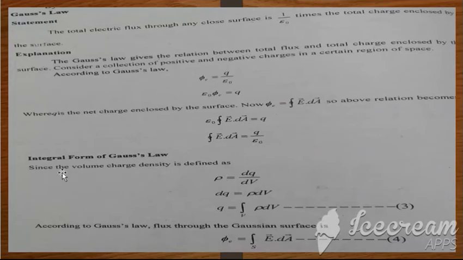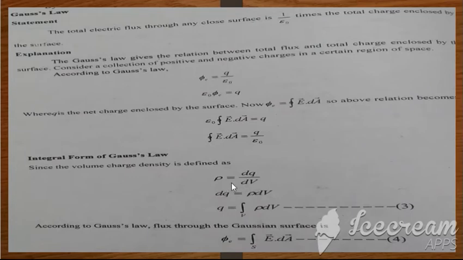This is the integral form of Gauss's law. The volume charge density is defined as charge per unit volume. When we take total charge per unit volume, this is represented by volume charge density: rho is equal to dq over dv. When we divide the charge by the volume, we take only some part of the total body, so only some of the total charge, dq, and some of the total volume, dV.